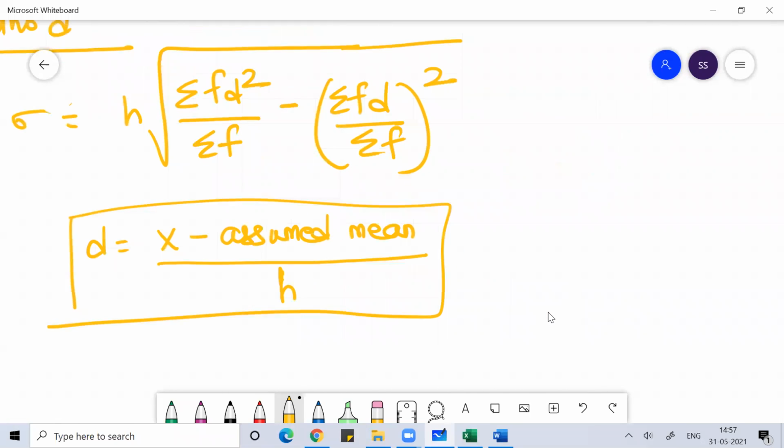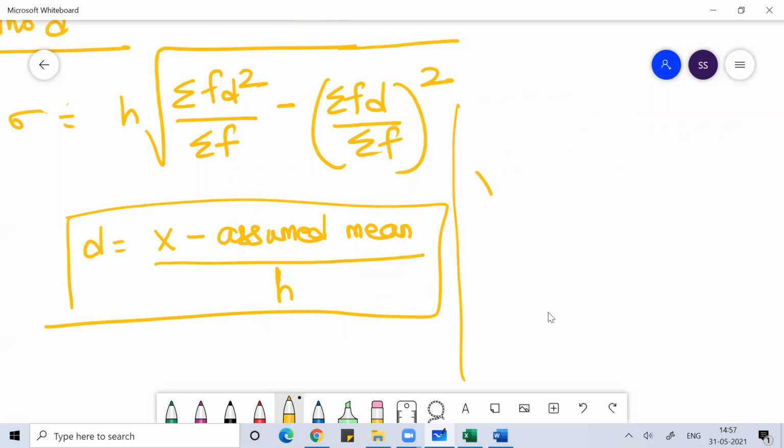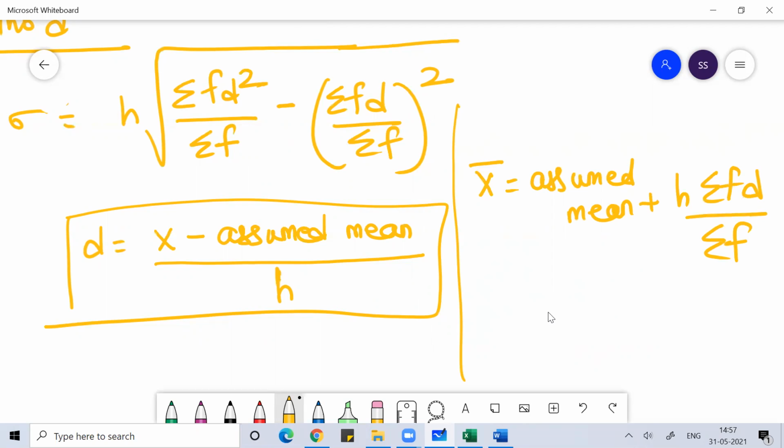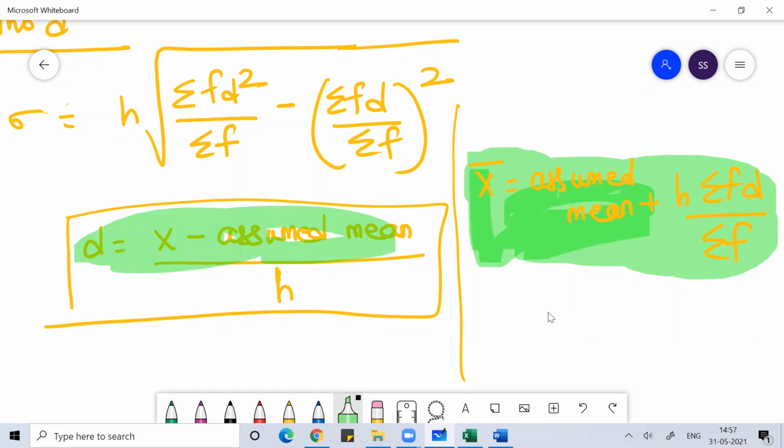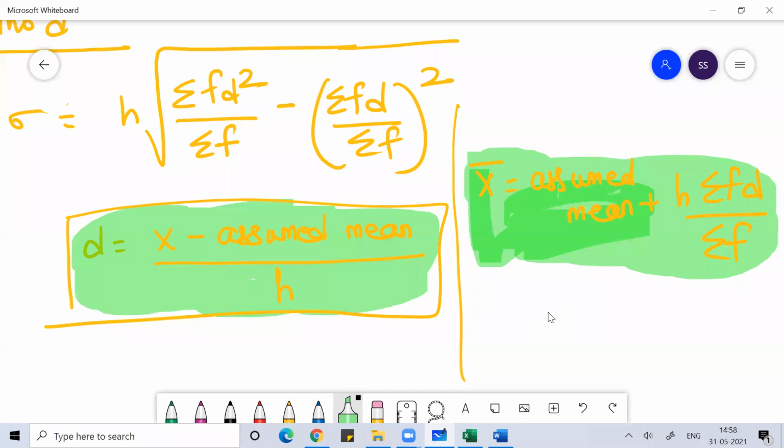How did you used to calculate the mean? The mean is calculated by the formula: assumed mean plus h into sum of fd by sum of f. This was the formula of mean, and you did calculations based on it. This was the step deviation formula, used when your x is bigger in value and you don't want to use a calculator. Without a calculator, you take the help of the step deviation or assumed mean method.